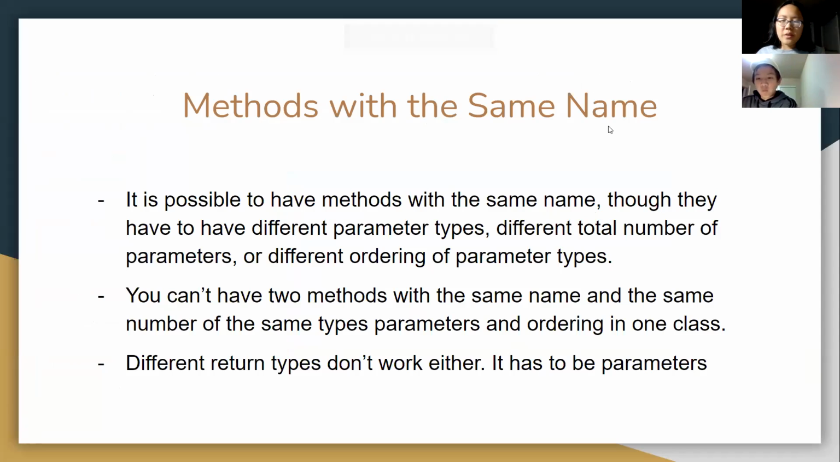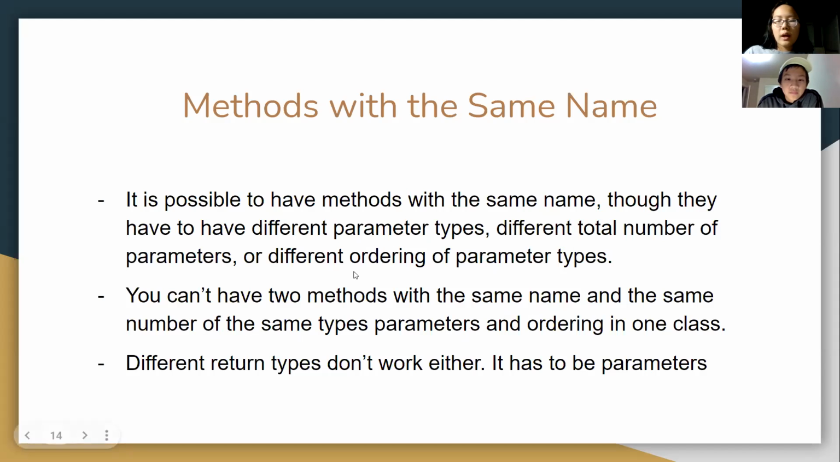Okay, so methods with the same name. It's possible to have methods with the same name. It's just that they have to have different parameter types, a different total number of parameters, or a different ordering of parameter types. I know that sounds like a lot of different things at once, but you kind of have to visualize it, because usually with variables, Java does not allow you to have variables with the same name, because Java doesn't know what you're doing. The same concept applies here, except now you can have the same name. It's just you have to differentiate in terms of parameters in some way.